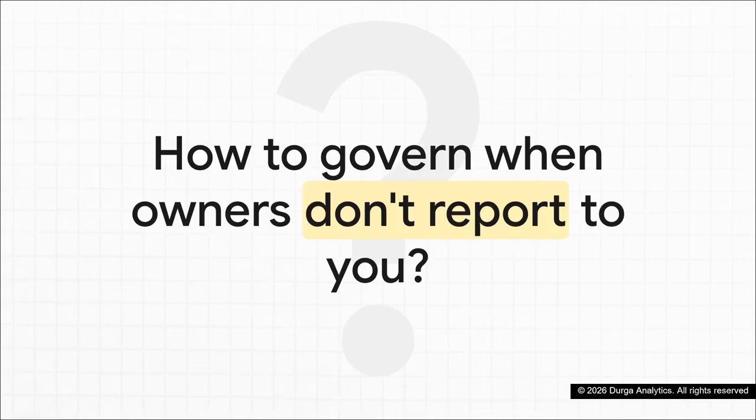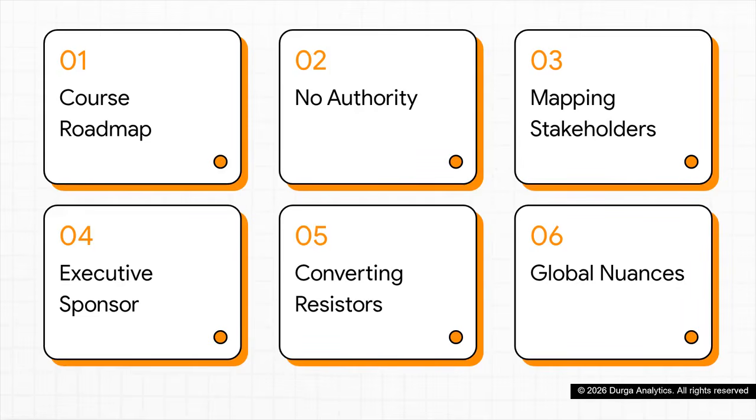You're handed these massive enterprise-wide mandates like clean up this data or secure that pipeline, but you have absolutely zero direct authority over the engineering or business teams who actually have to do the work. You basically have accountability without any authority. Well, today we are going to fix that.